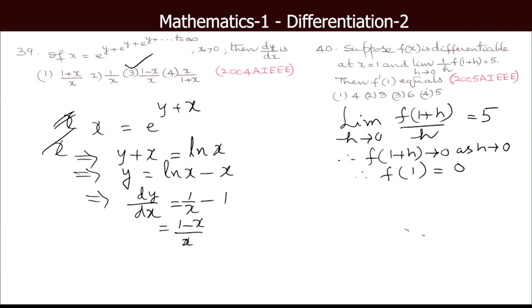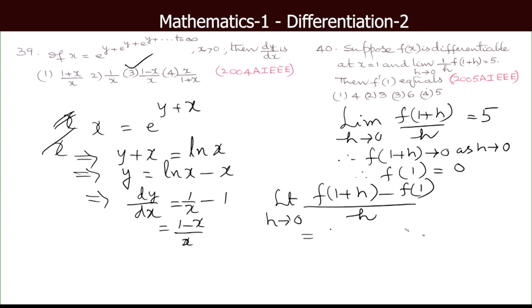That is the hypothesis. What is f dash 1? Now, let us form the Newton quotient, f(1 plus h) minus f(1) by h, limit as h tends to 0. If this limit exists, then that limit gives the value of f dash 1. f(1) is 0, so this is the same as f(1 plus h) by h. But that is given to be 5, the hypothesis. Therefore, f dash 1 is 5.